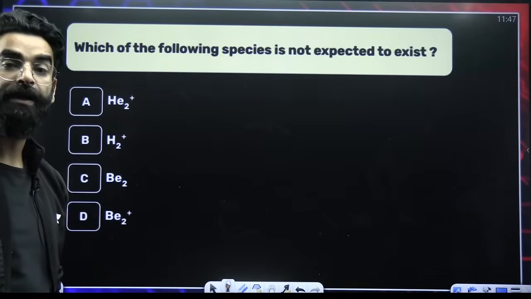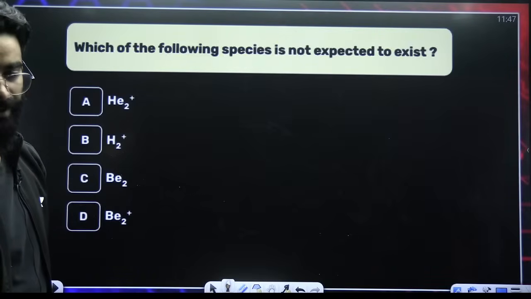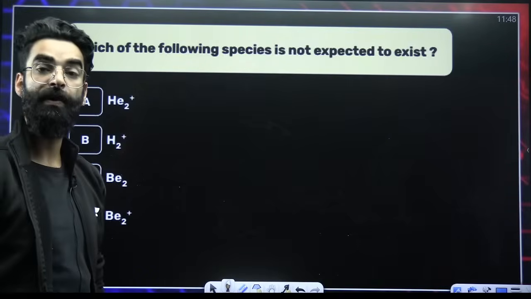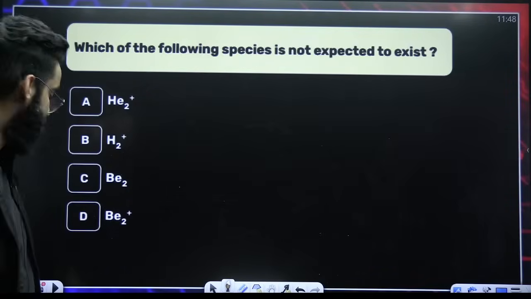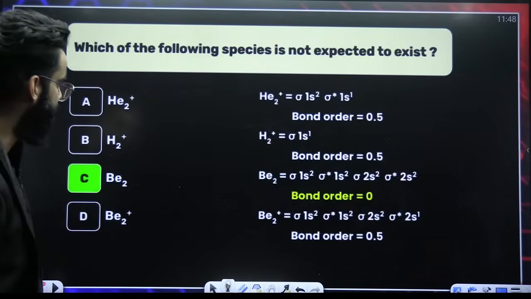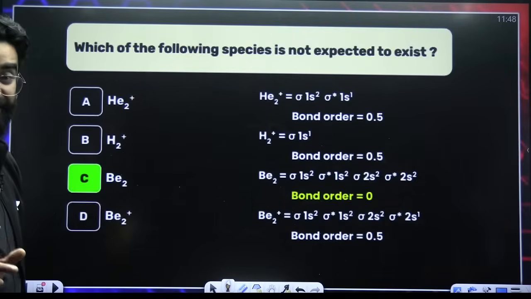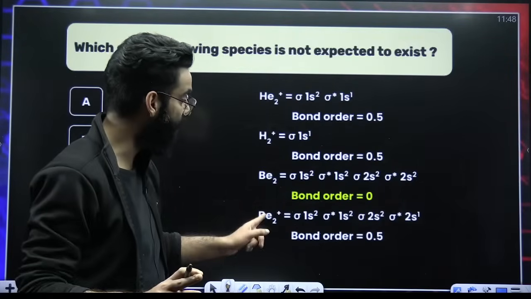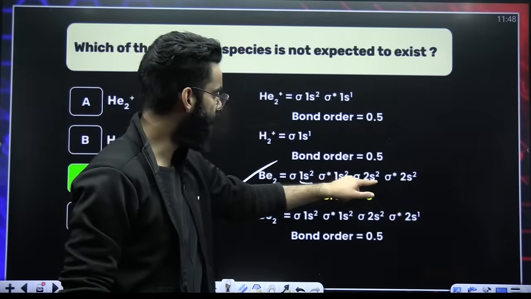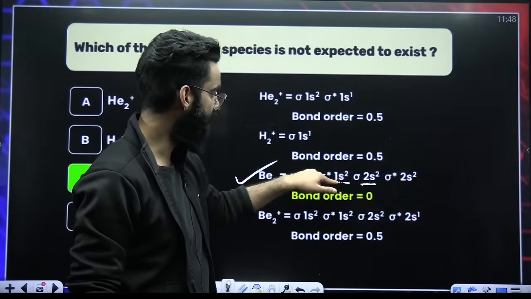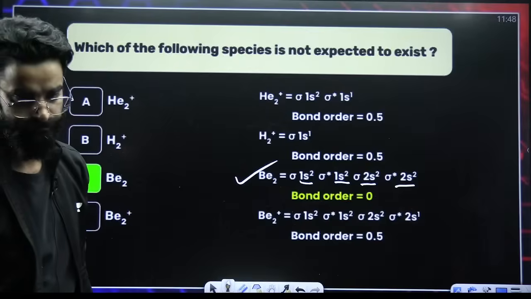You have to write the molecular orbital configuration if you remember. After writing it, you have to calculate the bond order. If the bond order comes out to be less than or equal to 0, the molecule does not exist. And look at the configurations, the way I showed you in yesterday's marathon. B2 has 4 bonding electrons and 4 anti-bonding electrons. So 4 minus 4 divided by 2 comes out to be 0. Yes?